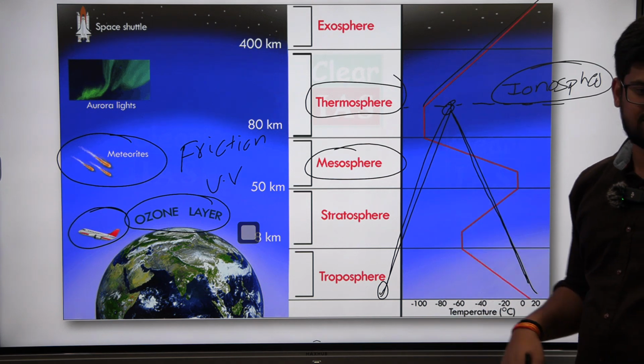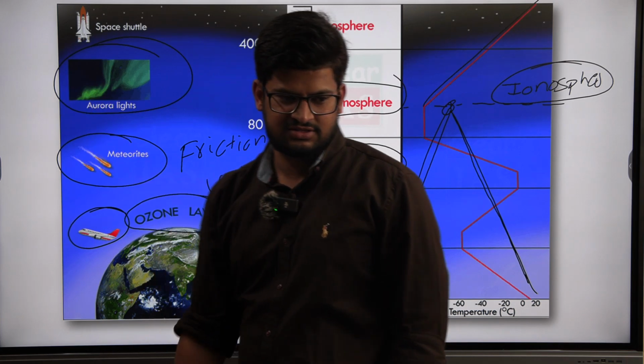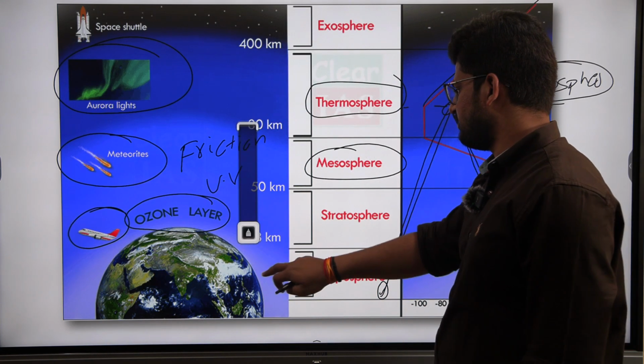Okay, and within this thermosphere we find a phenomenon called aurora lights. Northern lights are aurora lights.